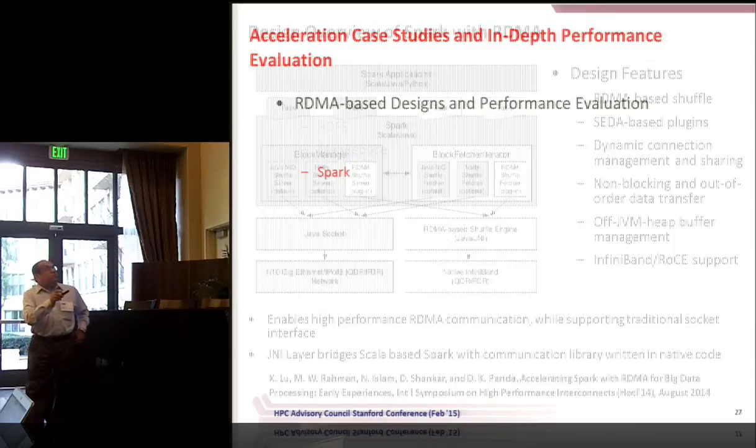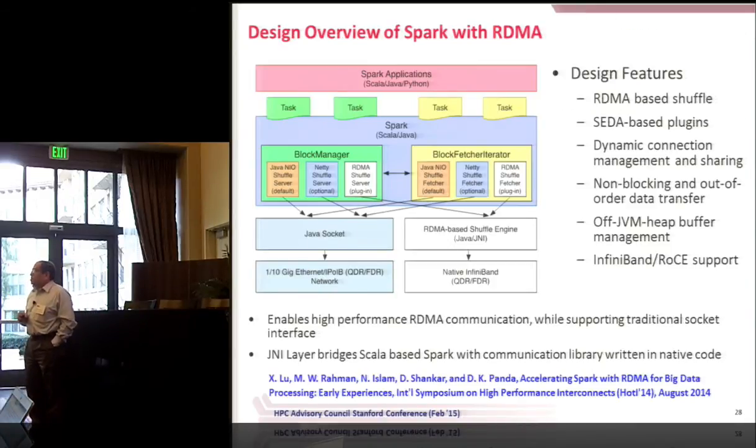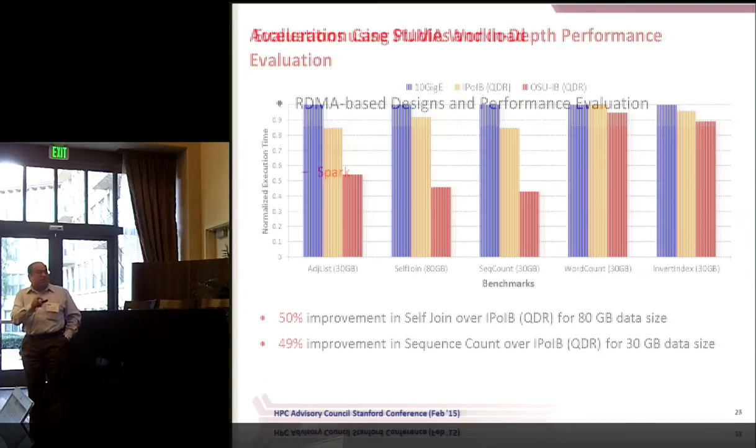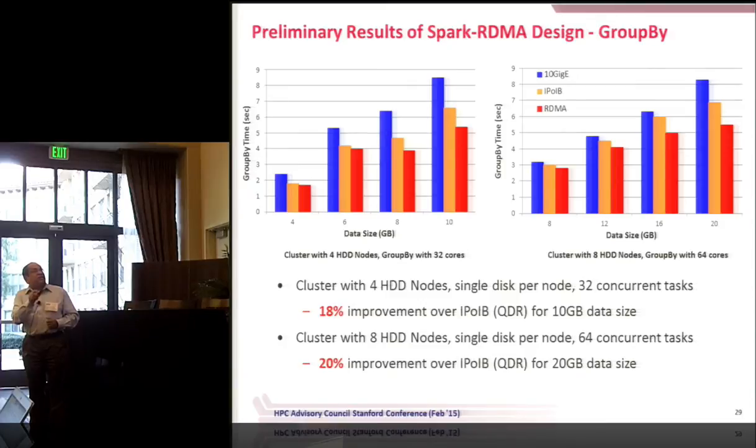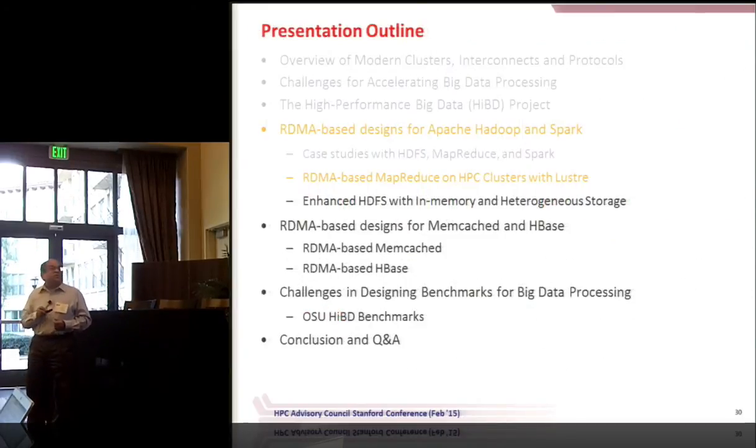Then we started trying to take similar designs to Spark, and we presented this at last year's Hot Interconnect conference. This also takes a similar RDMA-based shuffle, with some new designs like SCADA-based plugins and dynamic connection management. Here is a common benchmark for evaluating Spark, called group by, and here we see around an 80% improvement or 20% improvement. This is still being worked out. We have not pushed it. The Hadoop side has been pushed, but this Spark RDMA-based design will be pushed next.